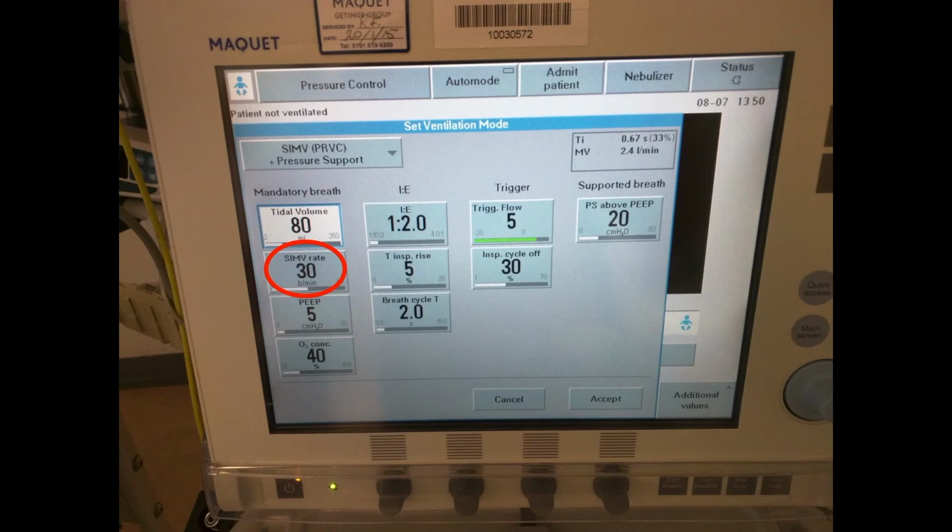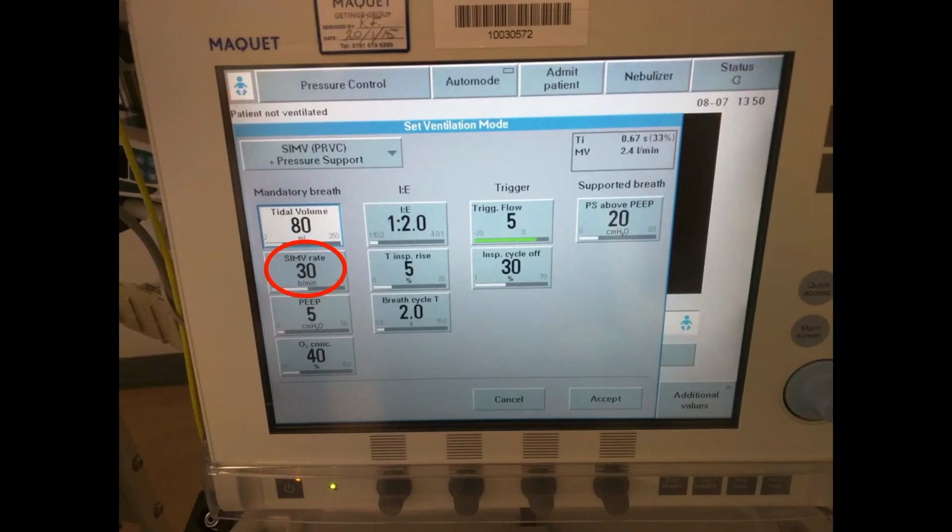So for example, you see on the screen there, the breath cycle time is set to 2 seconds. So that's 2 seconds for each breath. And you can see the current respiratory rate set there is 30. If you try to turn the respiratory rate up above 30, the ventilator won't let you do it, because at the moment you've got 30 breaths at 2 seconds each, which is 60 seconds, so there's not enough time in the minute to have any more breaths.